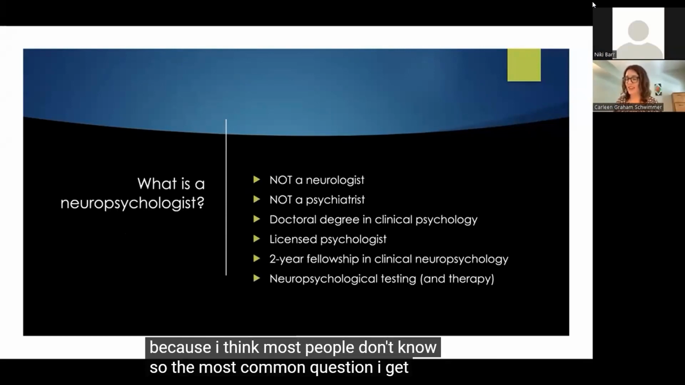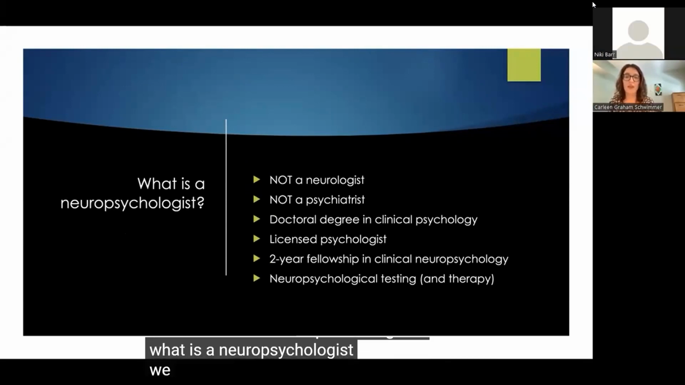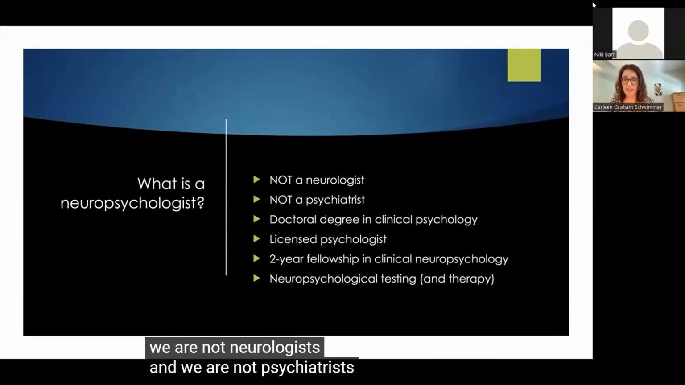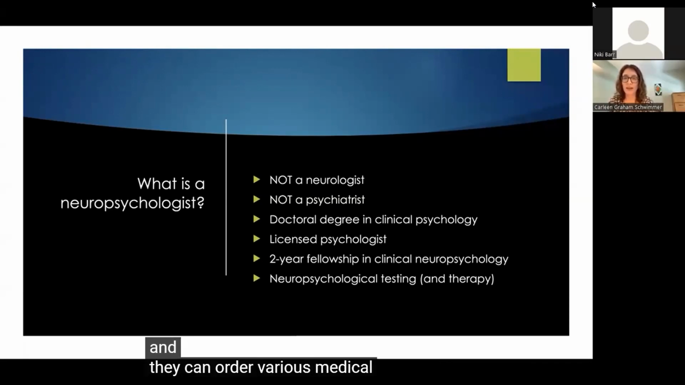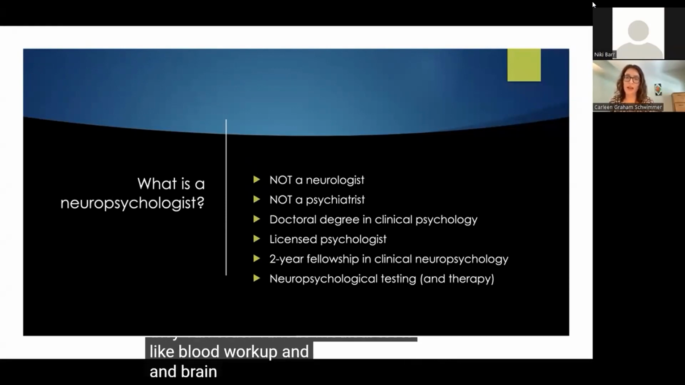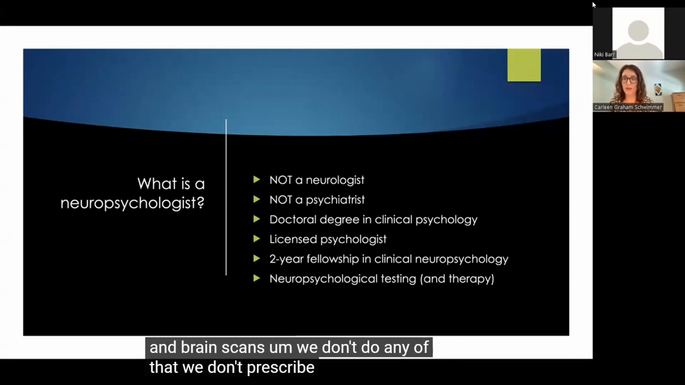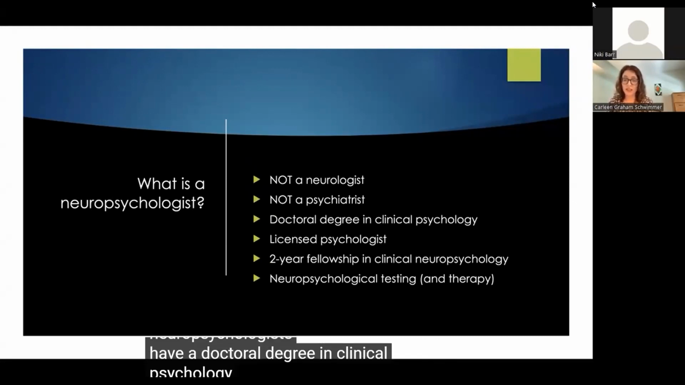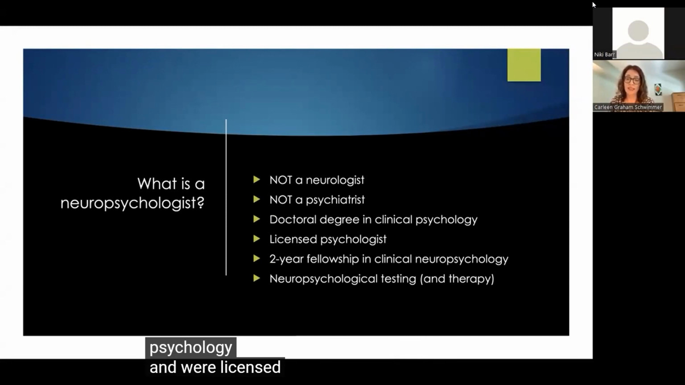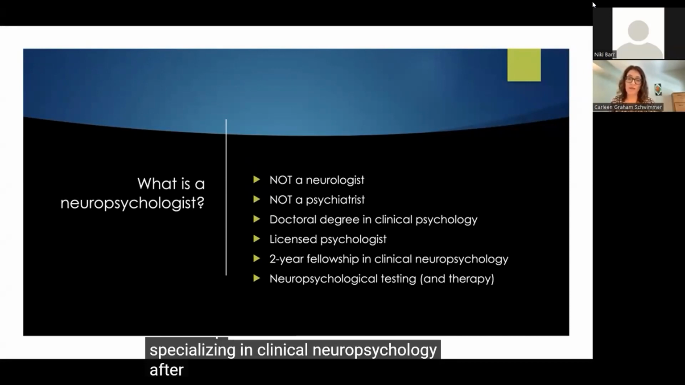The most common question I get is, what is a neuropsychologist? We are not neurologists and we are not psychiatrists. Neurologists and psychiatrists are physicians who went to medical school, and they can order various medical tests like blood workup and brain scans. We don't do any of that. We don't prescribe medications or order medical tests. Neuropsychologists have a doctoral degree in clinical psychology, and we're licensed as psychologists. And we've completed a 2-year fellowship specializing in clinical neuropsychology after our doctoral degree.